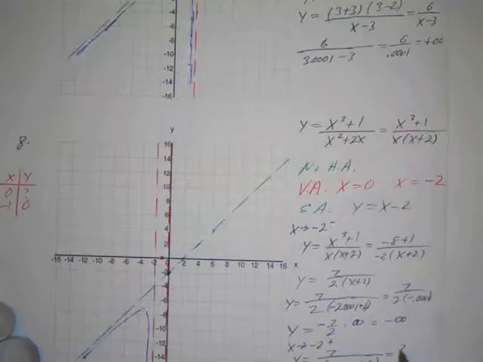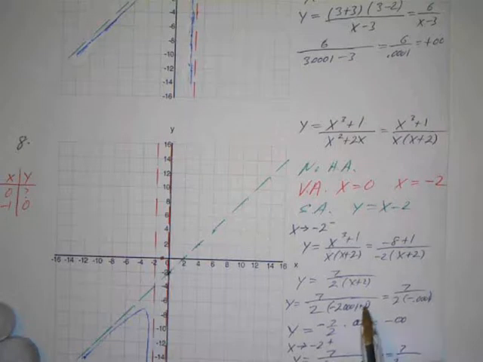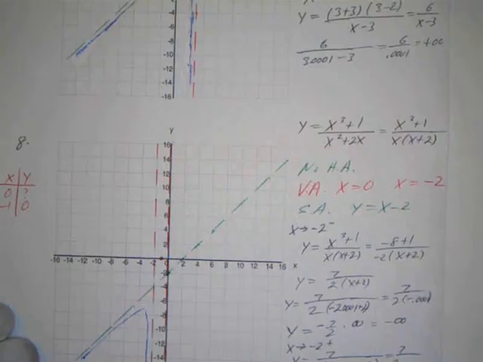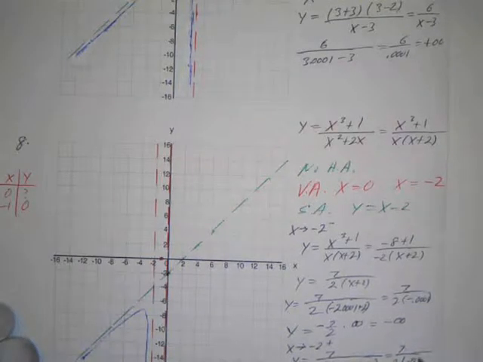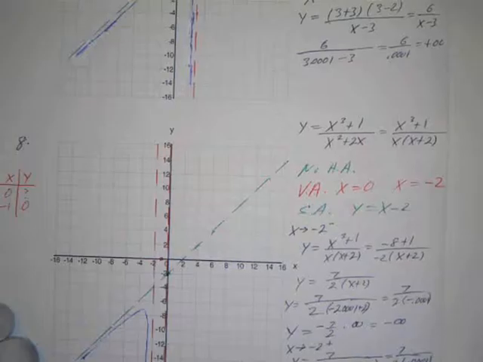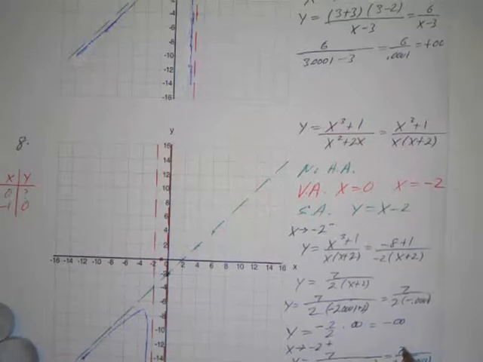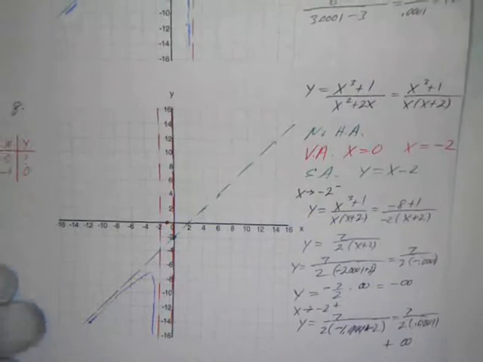And that's going to give me 7 over 2 times, and this is going to be a positive, because this is positive 2, if you can see that. And then minus 1.999 will be positive 0.0001, we'll say. So that's a positive over a very, very small number, which would be positive infinity. So that's what I've got, positive infinity. Oops, you can see that over there.